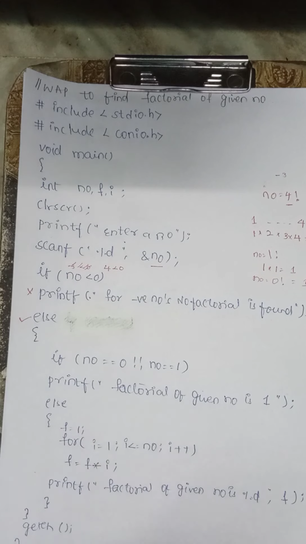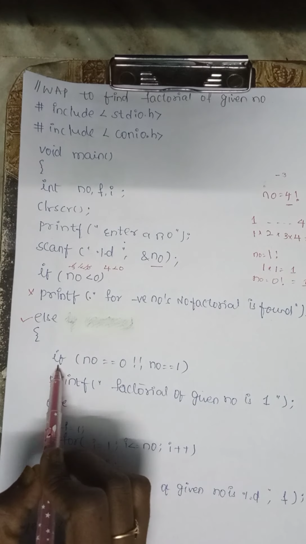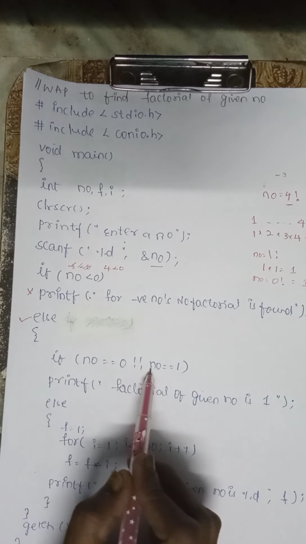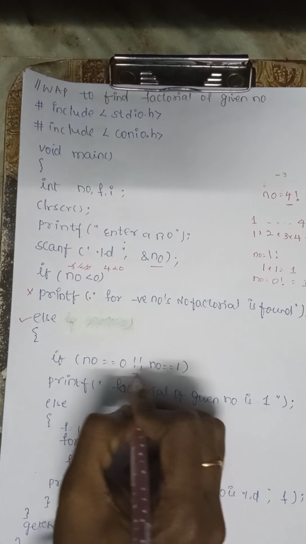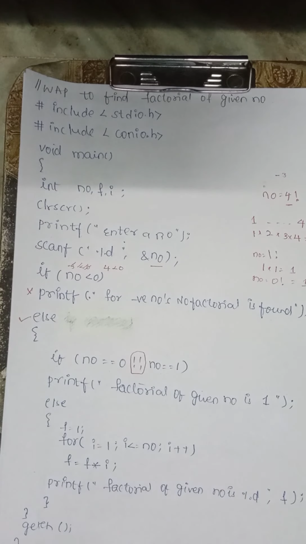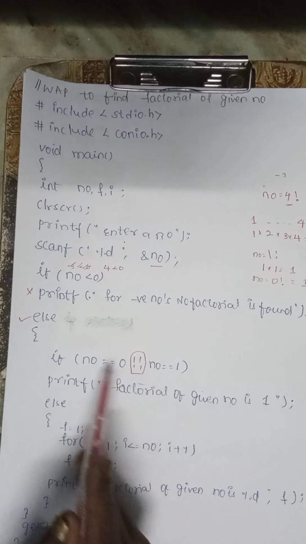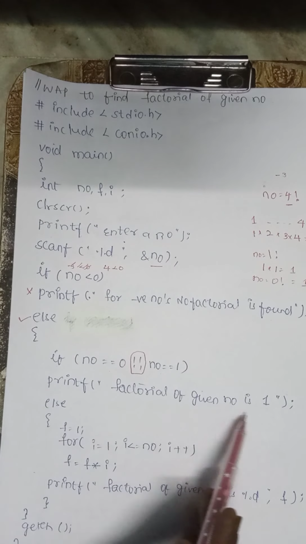Now first of all we have to check whether the given number is 0 or 1. If it is either 0 or 1, the factorial of the given number is 1. Now I am checking: if number is 0 or number is 1. What is the operator? This is a logical OR operator. If any one of the conditions is true, this statement is going to be printed.